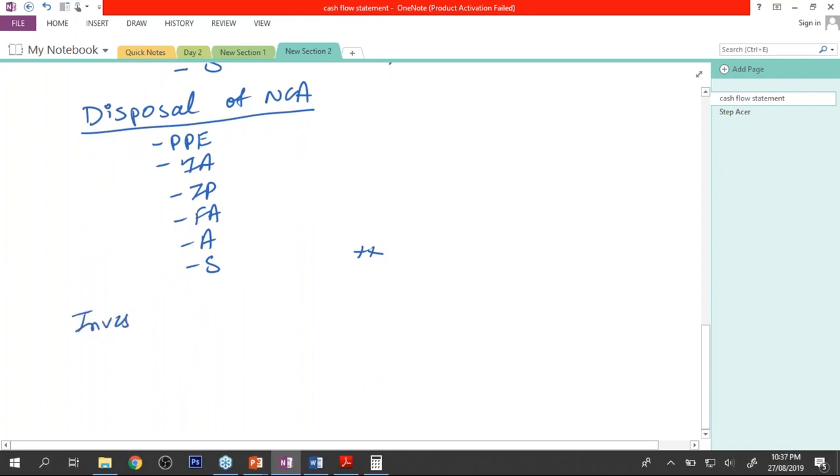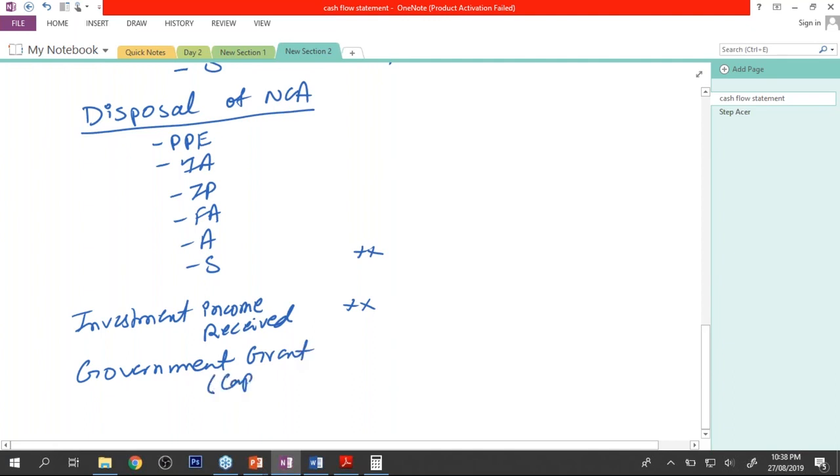Apart from the purchase and disposal, we also record any sort of investment income that we would have received, such as interest received or the dividend received or the rent income received. All these values received will also be treated as a cash inflow. Plus, if we are receiving any government grant, which is a capital grant, we will also treat that as an inflow in the investing activities. So in total, we record four impacts in the investing activities: the purchase of asset, the disposal of asset, the incomes received, and the government grant received.